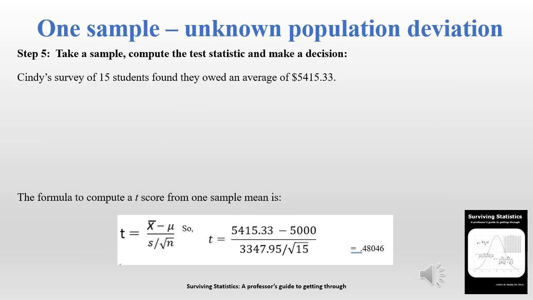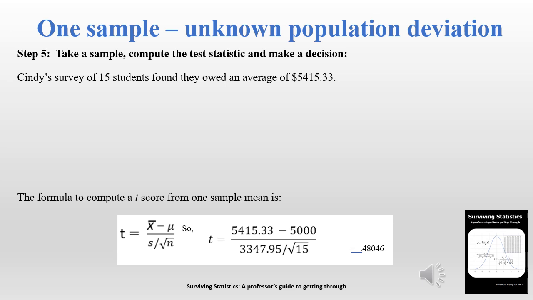All right, Cindy is ready now for the final step in the hypothesis testing procedure. She's taken a survey of 15 students, and she's found that they owe an average of $5,415.33 in student loans. Now, at first glance, that is larger than the $5,000 that the school advertised. So she's beginning to think in her head that, okay, my assumption is probably correct, and I'm going to be able to reject the null hypothesis. But we can't do that until we run through the numbers.